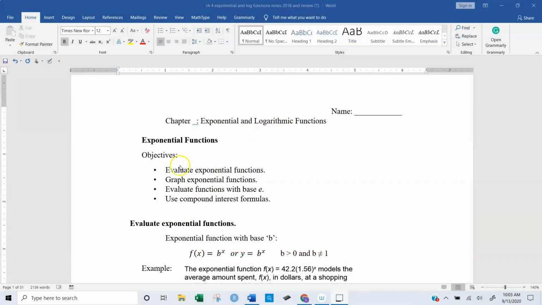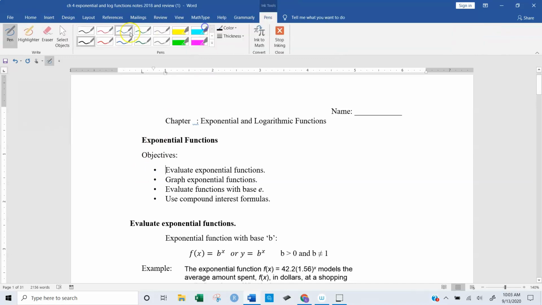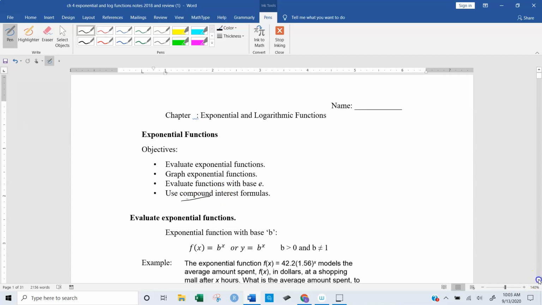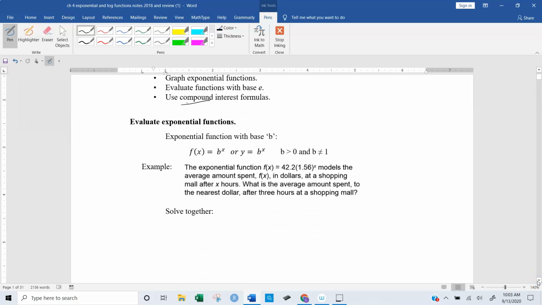All right, with exponential functions, we're going to evaluate exponential functions. We're going to graph them. We're going to evaluate a base e, which is on your calculator, so make sure you have your calculator out. You will need it. And compound interest formulas. So how do you make money? So let's go.